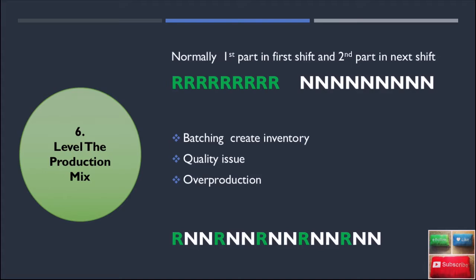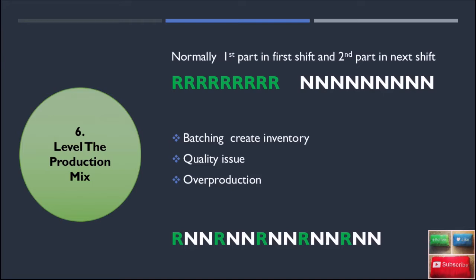Lean wants to produce each product in small batch sizes but very frequently. So lean tries to produce the products in the way R and N, R and N, R and N, R and N. Lean wants to produce this way. Here we are doing the production mix. This is called a production mix.